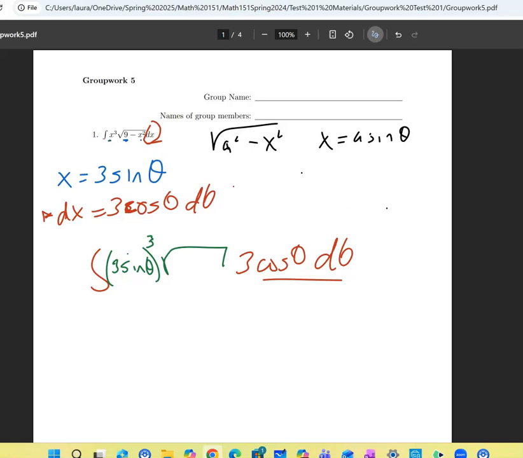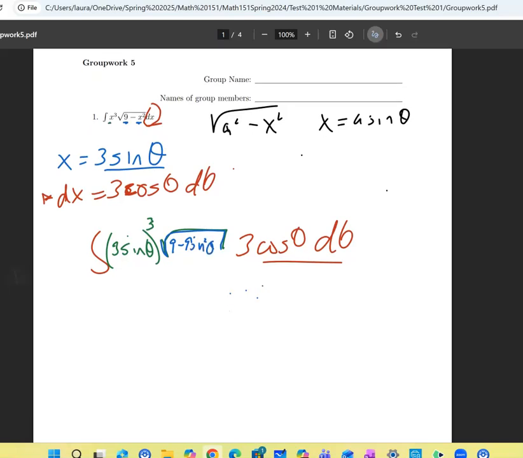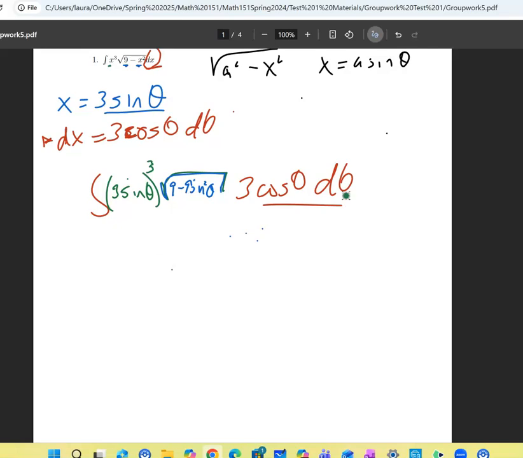So inside the radical here, you know you're going to have an identity. So 9 minus, and everywhere there's an x, I'm putting this in. So I'd have 9 sine squared theta. Okay, so let's go a little slower here. Here I would get a 3 cubed, and I'll just pull it outside. Doesn't matter what the number is, sine cubed.